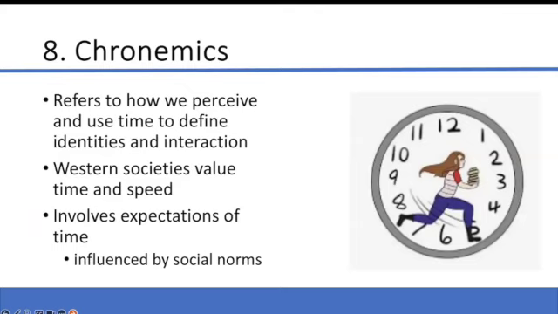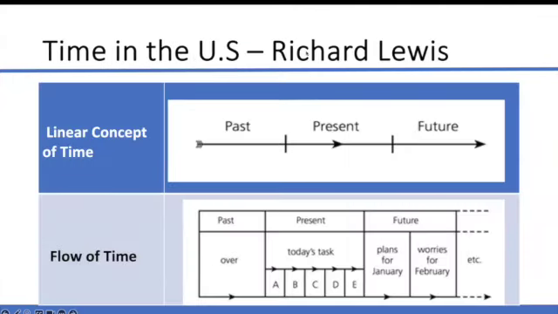Okay. Now, another component is chronemics. Chronemics is how we perceive and use time, and that differs from culture to culture. Western societies value time and speed. We have an expression, time is money. The expectations of time are influenced by your social norms. Some people who come here from other cultures that don't place such a strong value on punctuality, and on time being so valuable and potentially being wasted, have different approaches to it, and it can be stressful to come here and have this put on you.